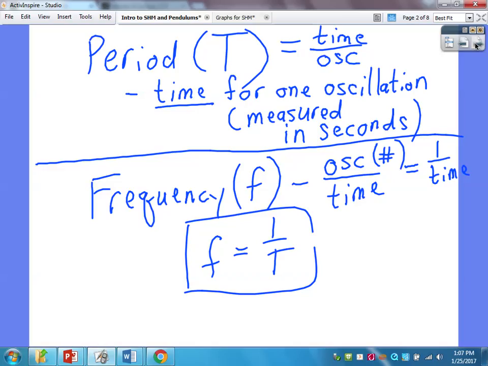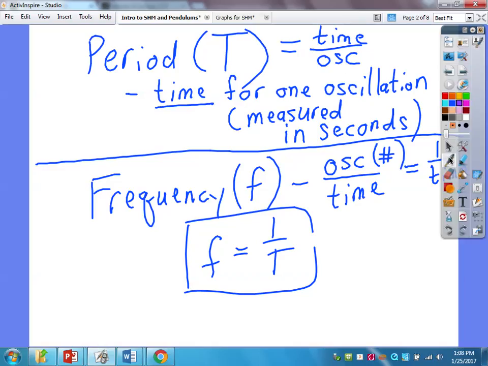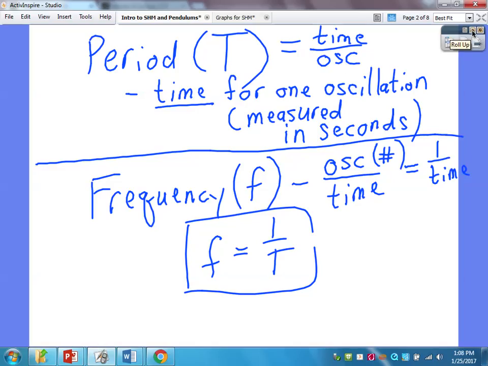So again, period is time over oscillations, the time for one oscillation, and it is measured in seconds. There is no unit for oscillation, so it's the time for however many times something occurs. Just make sure that we understand that time will be on top there.